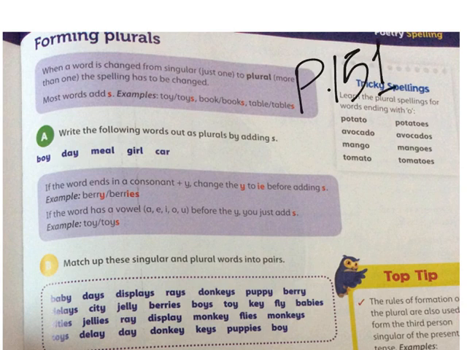It says here, when a word is changed from singular, just one, like a pen, I have a pen, this is singular, to plural, more than one, like pens, the spelling has to be changed. Pen, P-E-N. To plural, I need to say that I have more than one, so I say pens, I add S. Here happened a change in the spelling of the word. Like toy, toys, book, books, table, tables.